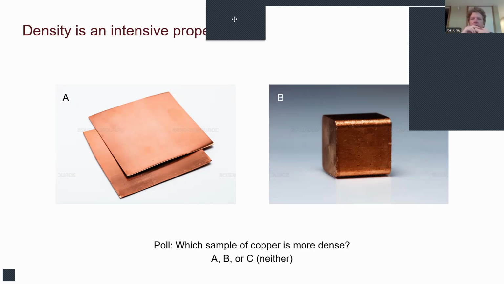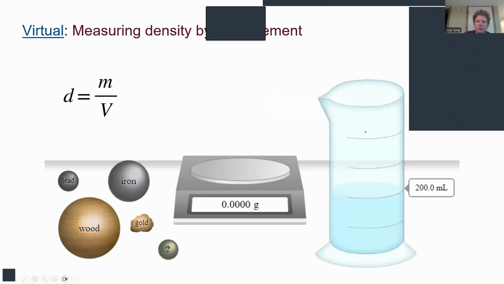You got lots of C's there, and you're absolutely right. These are both pure copper, so they're both equally dense. So neither one of them is more dense than the other. It's very tempting to say, oh, well, it's B, because I can kind of visualize that object has been compressed.